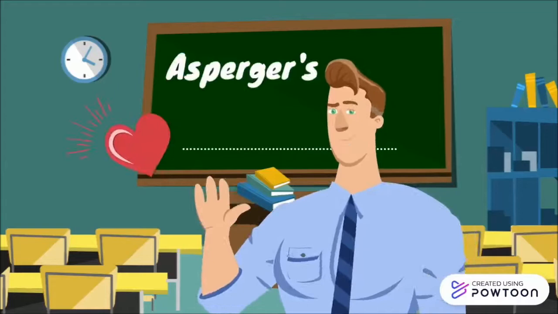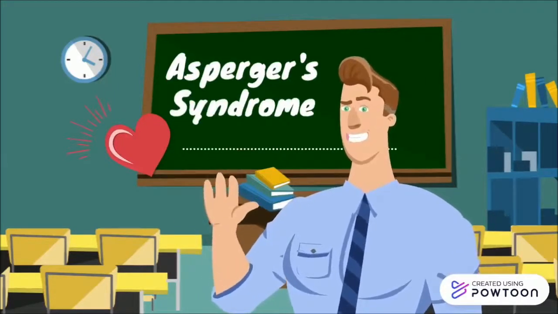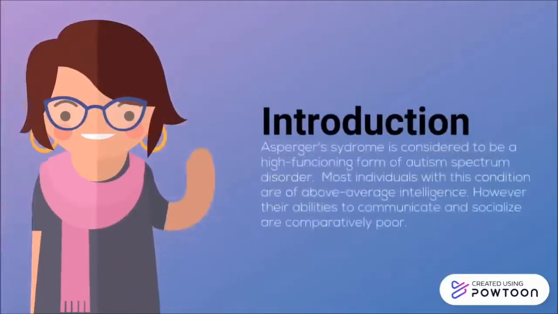Hello, today we are going to learn about Asperger's syndrome. So, hello guys. Asperger's syndrome is considered to be a high-functioning form of autism spectrum disorder. Most individuals with this condition are of above average intelligence. However, their abilities to communicate and socialize are comparatively poor.